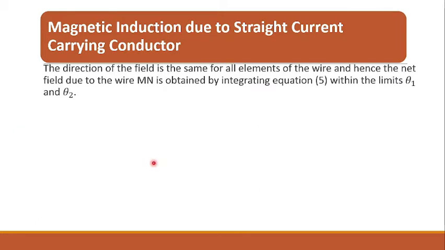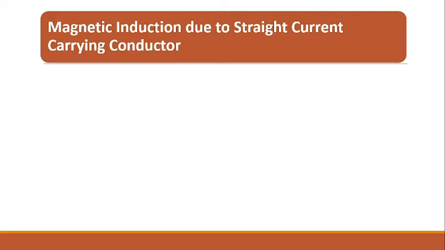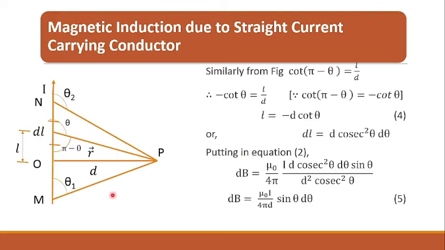The direction of the field is the same for all elements of the wire, and hence the net field due to the wire MN is obtained by integrating equation 5 within the limits theta 1 and theta 2, right? So theta 1 and theta 2 are the two angles, which we get when we join P to M and P to N.